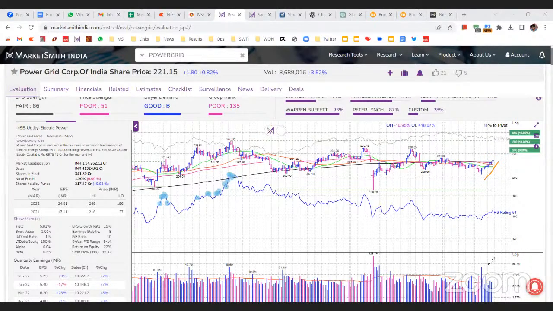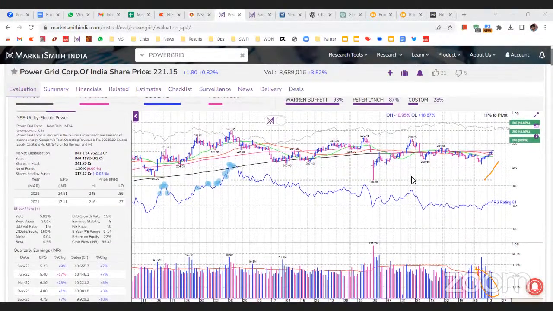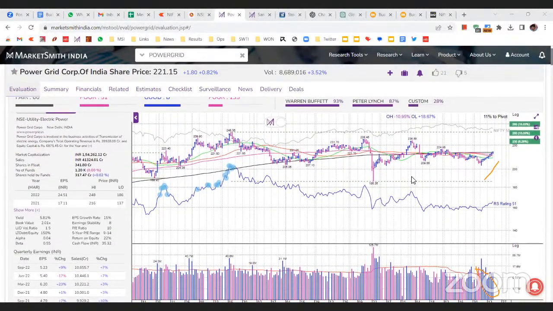It has reclaimed its 50 DMA, as Rajshekhar is indicating. Now it's just closed at its 200 DMA. So tomorrow will be an important session to watch out for, if the stock can move above that 200 level. वहाँ पे sustain होता है या नहीं होता है. So that will be a crucial point to watch out for. But yes, overall, Rajshekhar, can we take PFC?